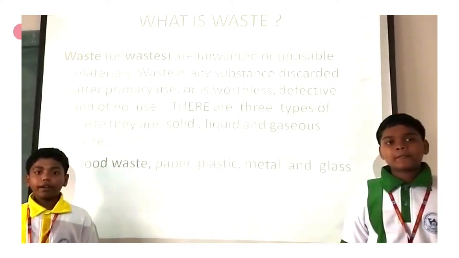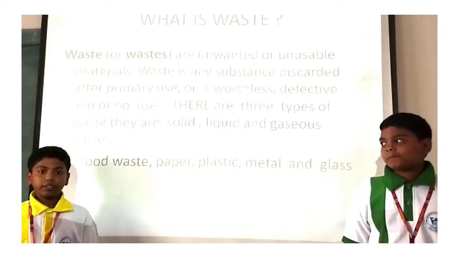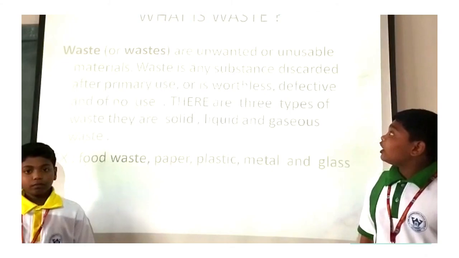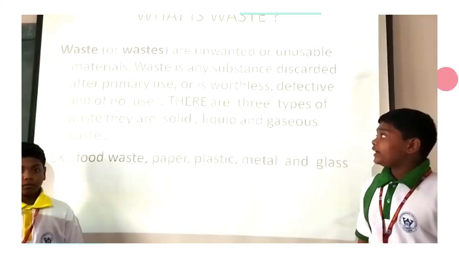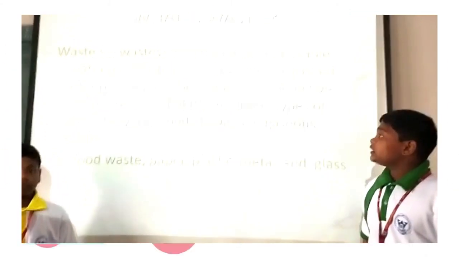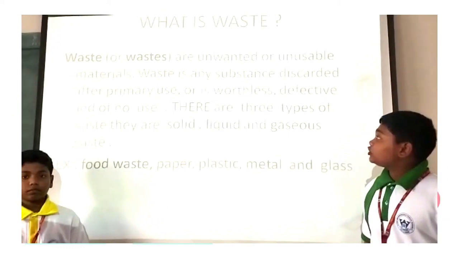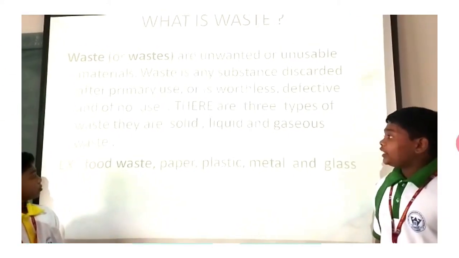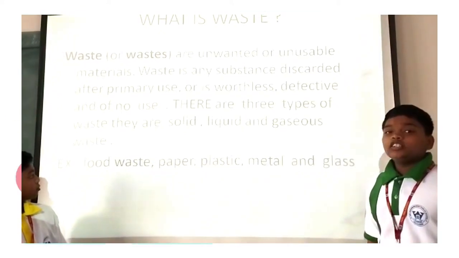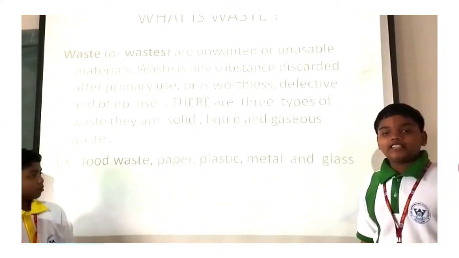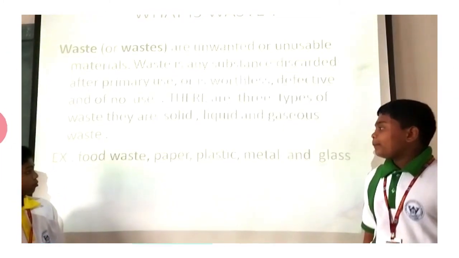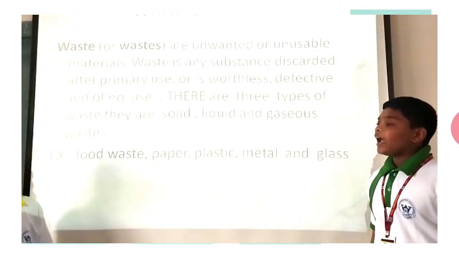Before starting the topic, let us know about waste. What is waste? Waste is an unwanted or unusable material. Waste is a substance with no primary use or it is worthless. There are three types of waste. They are solid, liquid and gaseous waste. Examples of waste: food waste, paper, plastic, metal and glass.